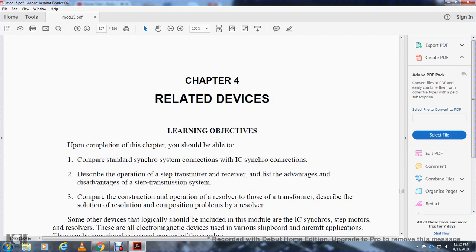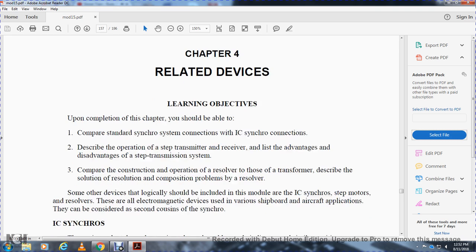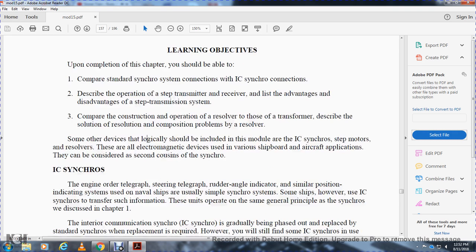The related devices that logically should be included with the module are the integrated circuit synchro, the step motor, and the resolver, an electromagnetic device with various applications in aircraft, that can be considered the second cousin of the synchro. Integrated circuit synchro. The engine order telegraph, the steering telegraph, the motor angle indicator, and similar position indicating shifts of naval ships usually use a simple synchro system. Some ships use integrated circuit synchros to transfer such information for these units to operate.